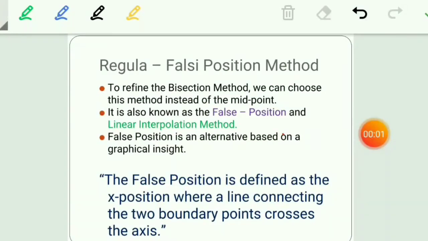Yes, hello all. So today our topic is the regular false position method. This is one of the methods in numerical methods to find the root of a non-linear equation. And that equation may be any kind of equation, a polynomial equation or a transcendental equation. It is applicable for all kinds of equations.